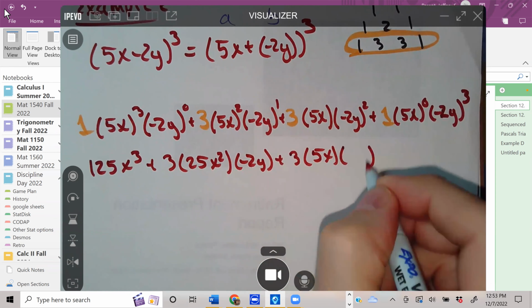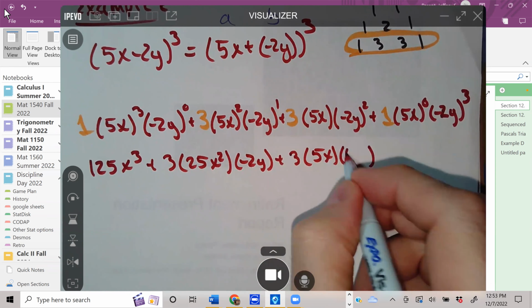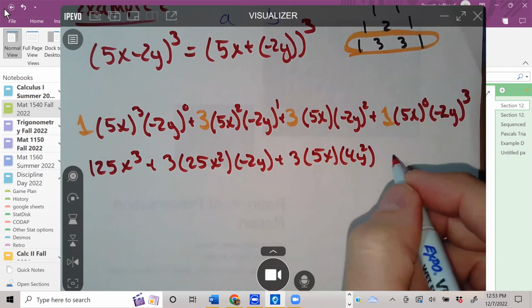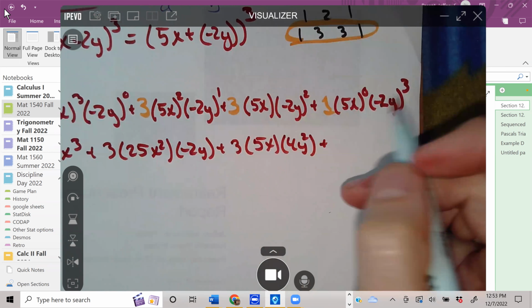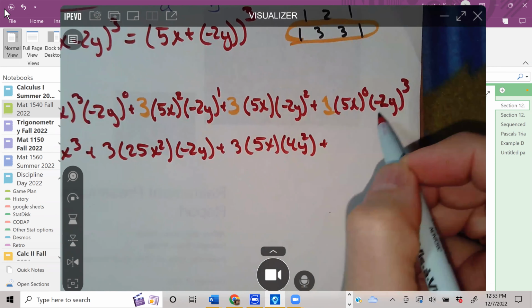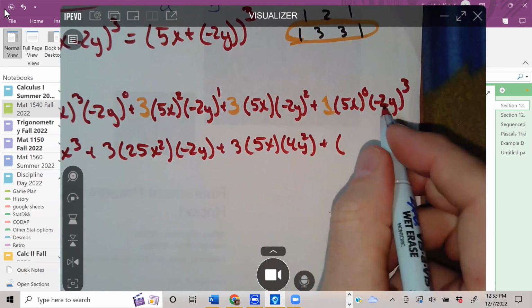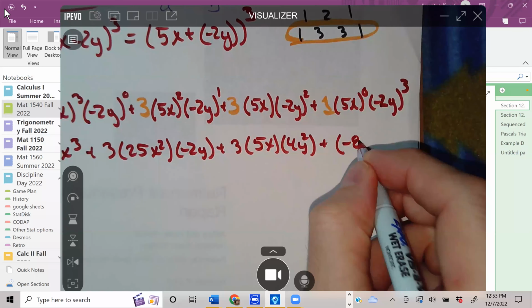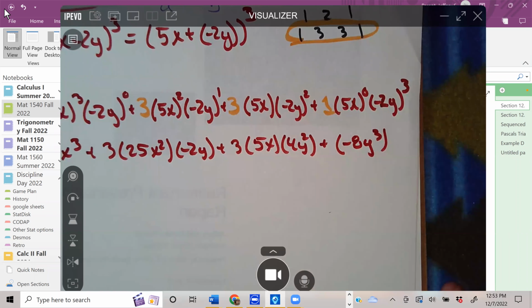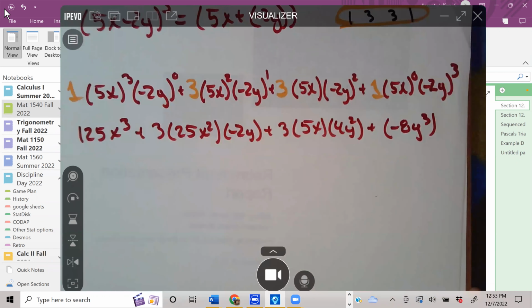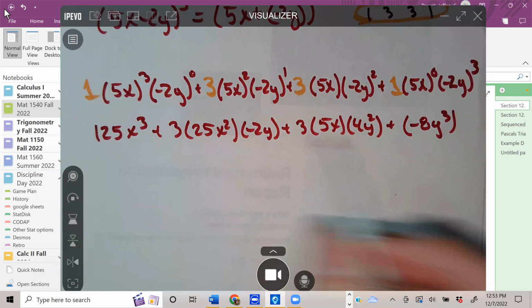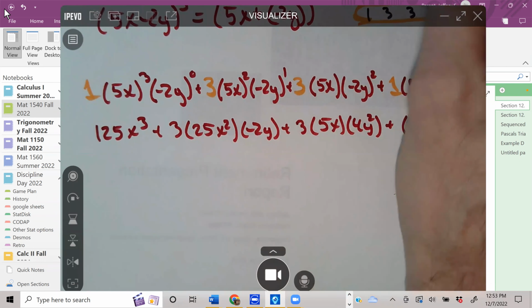Well, negative 2 squared is 4. And then y to the second power is just, yep, 4y squared. And the last term, anything to the 0 power is 1. So I'll end up with negative 2 cubed, which is negative 8, and then y cubed. So I'm not trying to do it all at once. I'm trying to do it slowly so you can see the pattern here and how this is working.